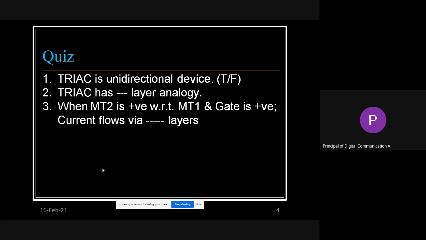Triac is a unidirectional device. Triac has a dash dash layer analogy. When MT2 is positive with respect to MT1 and the gate is positive, at that time what is the direction of current flow, via which layers does it flow? Yesterday we explained which junction gets reverse biased, forward biased, and with this configuration which layers come into the picture. In that way the current flow will be there.